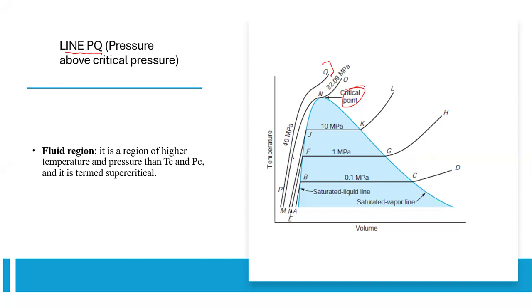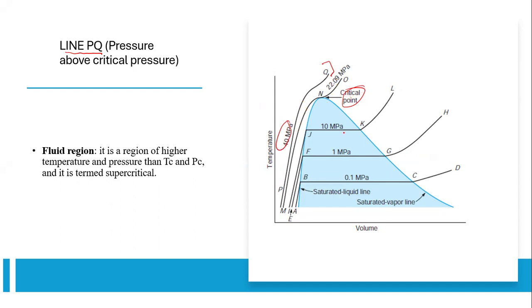What is the purpose of this line? You see, it has a very, very high pressure compared to the other isobars. The pressure for this line is 40 megapascals. That's a very high pressure, right? Now, this line represents the pressure above the critical pressure. So it is the line that has a pressure that is most definitely above the critical point, right?